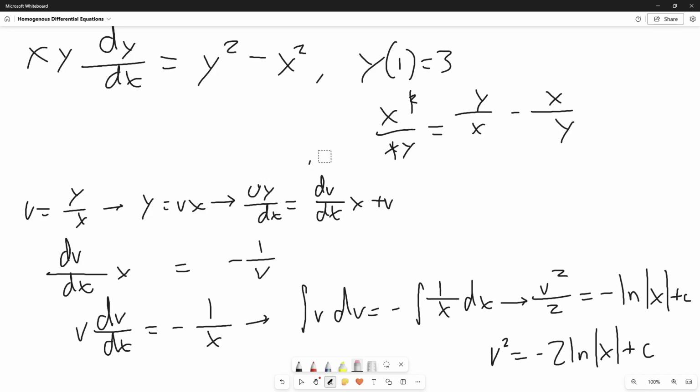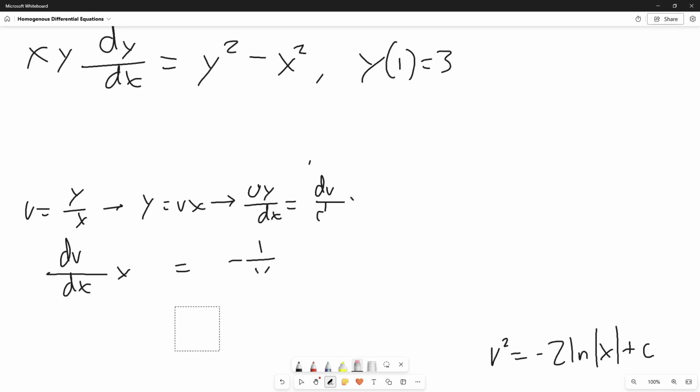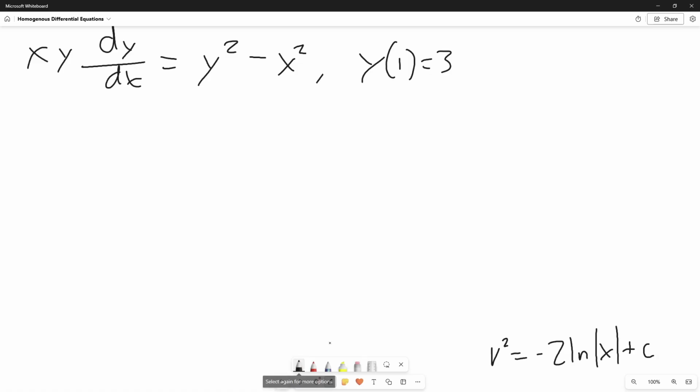So now, I'm going to erase all this so we have more space. But we're left with this first. And now, at this point, we can substitute our y over x back for v. So y over x squared is equal to negative 2 ln absolute value of x plus c.